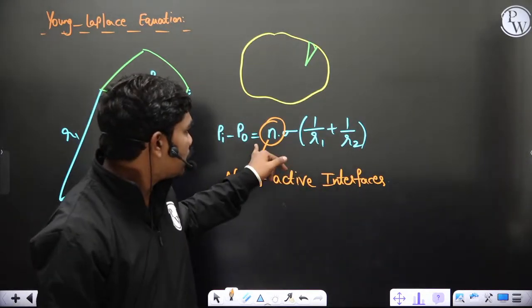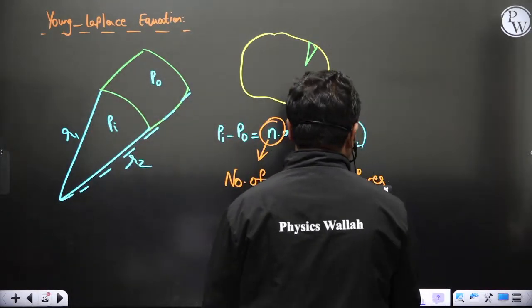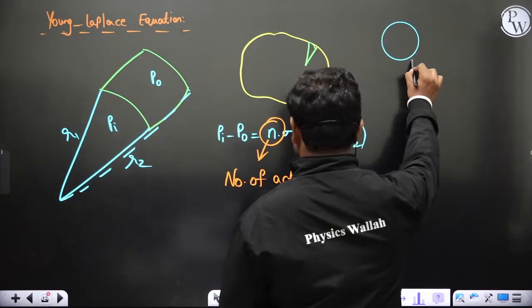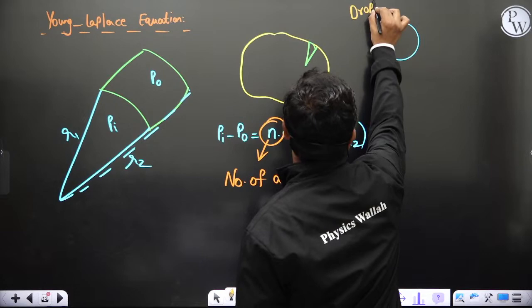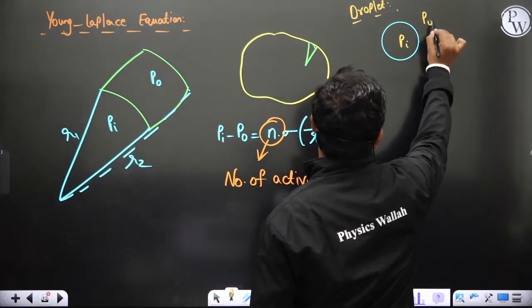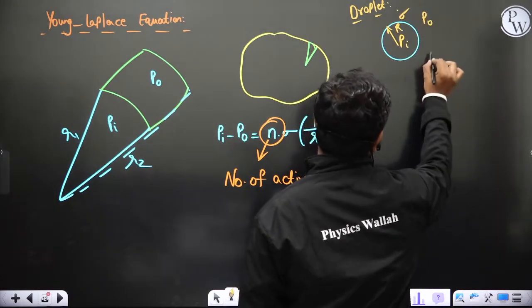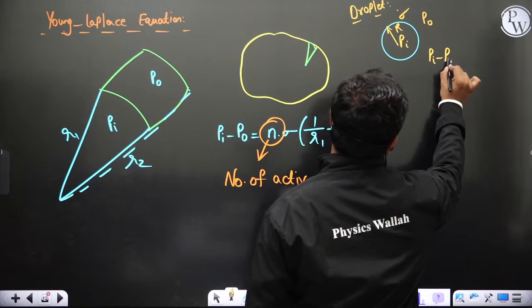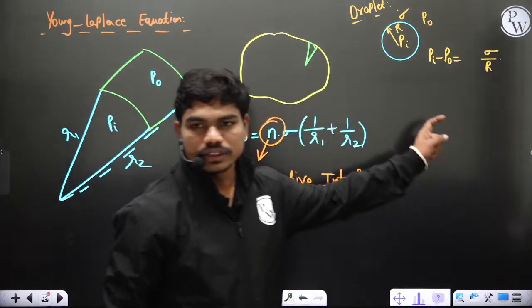But if you have this equation, normally in case of a droplet, if this is Pi, if this is Po, and let us suppose this radius is R, and at this interface the surface tension is sigma, then Pi minus Po is equal to some constant into sigma by R. Can anyone tell me what this constant is?